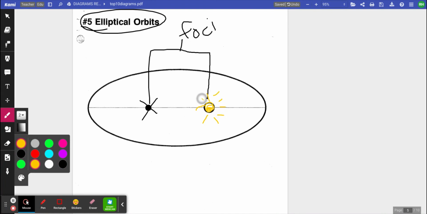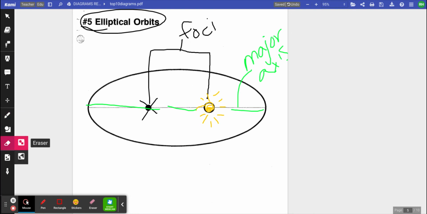So all our planets are going around. Sometimes they're near the sun, and sometimes they kind of slingshot away. Some things for you to know. This line right here is called the major axis. There's also a minor axis here, but we don't really care about that. In a circle, the diameter is the same all the way around. The major axis is kind of like the biggest diameter for this shape.